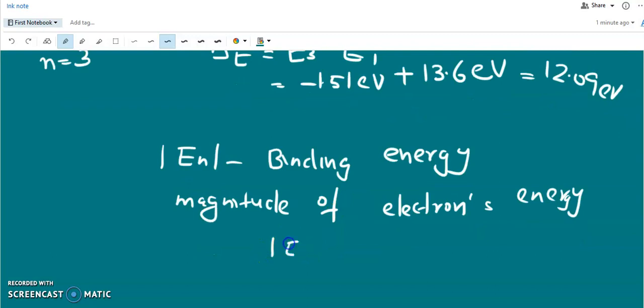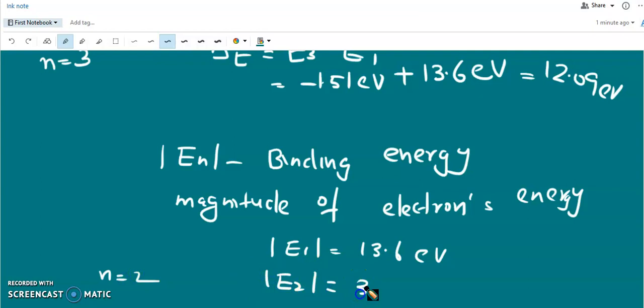അപ്പോൾ നമ്മൾ അതിന്റെ സൈൻ ഡ്രോപ്പ് ചെയ്യണം, absolute value, that is 13.6 electron volt. For the electron in the first excited state, അതായത് n equal to 2 state ഉള്ള ഇലക്ട്രോണിന്റെ ബൈൻഡിങ് എനർജി എന്ന് പറയുമ്പോൾ മോഡുലസ് E2. So that is equal to 3.4 electron volt.